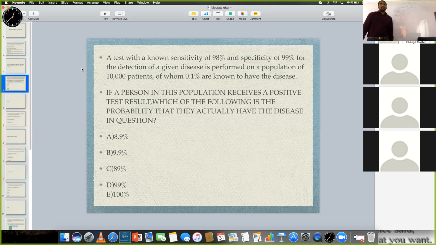A test with a known sensitivity of 98% and specificity of 99% for the detection of a given disease is performed on a population of 10,000 patients, of whom 0.1% have the disease.